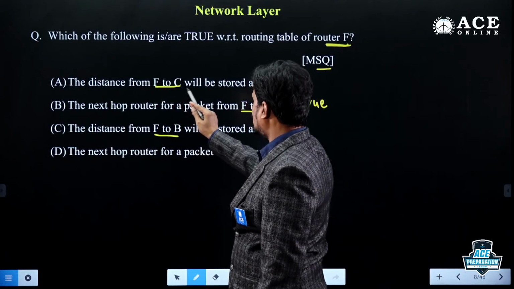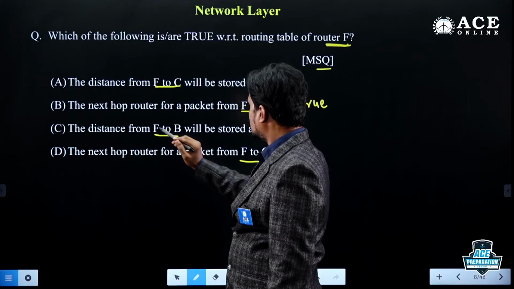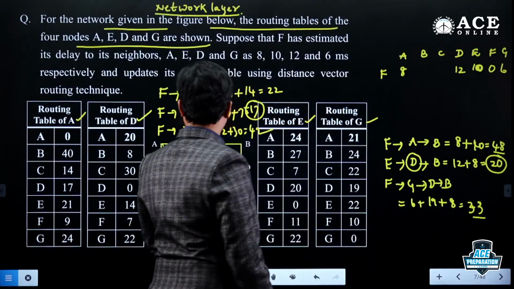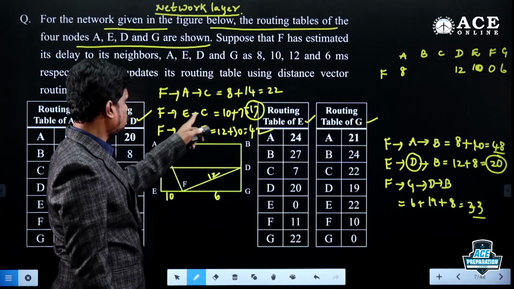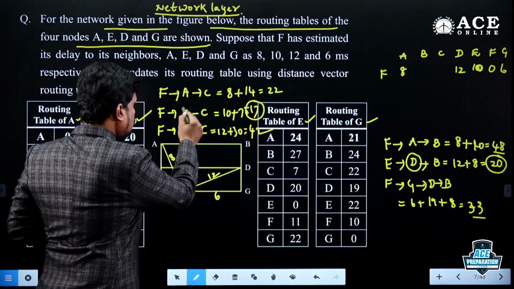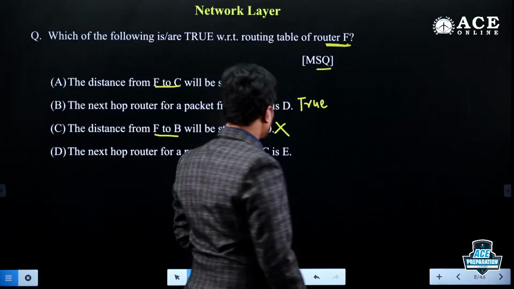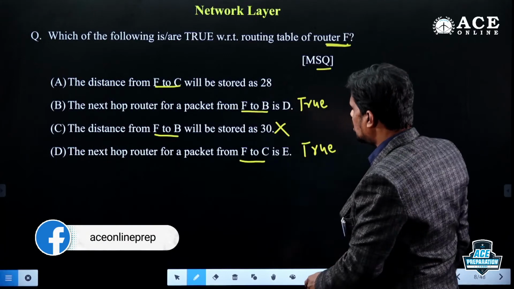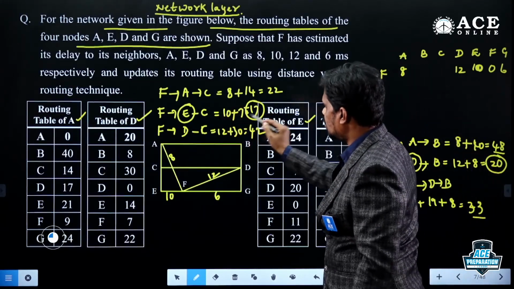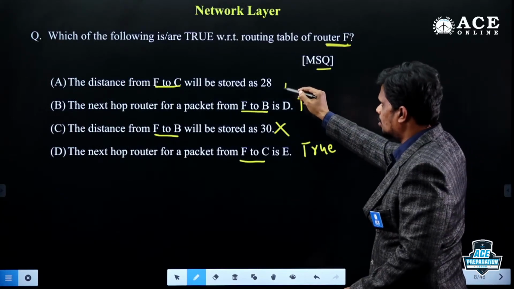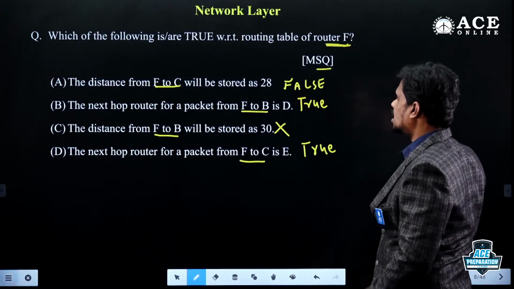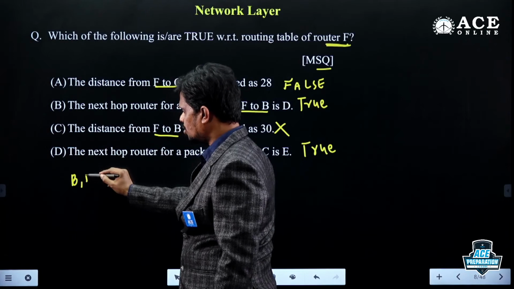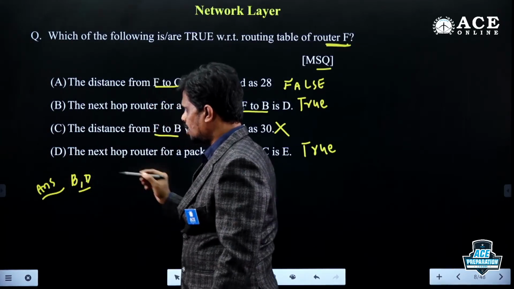The distance from F to C will be stored as 28, okay? And the next hop router for a packet F to C is E. Look at F to C, it is E. Yes, it is E. F to C, the shortest cost is 17, and the next hop is E, which is correct. So option D is true here. But if you look at option A, F to C, what is the cost we have? F to C we have 17, but it is given as 28, which is wrong. So as we need to find the true statements, option B and option D are true, so B comma D are the answers for this question.